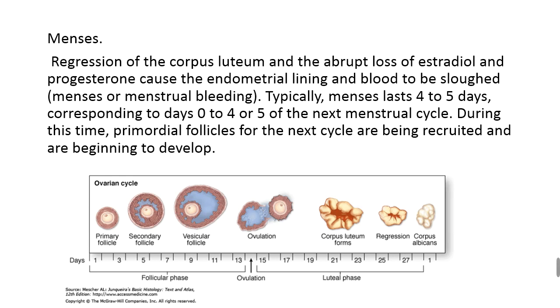Finally, menses will develop. After regression of the corpus luteum and the abrupt loss of estradiol and progesterone, the endometrial lining and the blood will slough, so menstrual bleeding will start. Typically, menses lasts 4 to 5 days, corresponding to day 0 to 4 or 5 of the next menstrual cycle. During this time, primordial follicles for the next cycle are being recruited and beginning to develop.